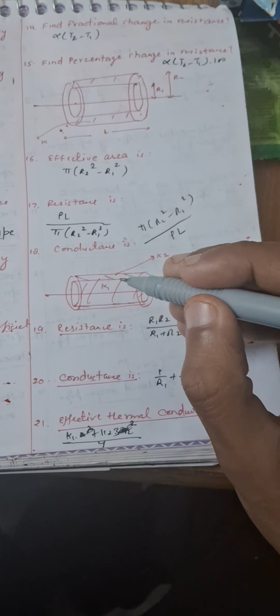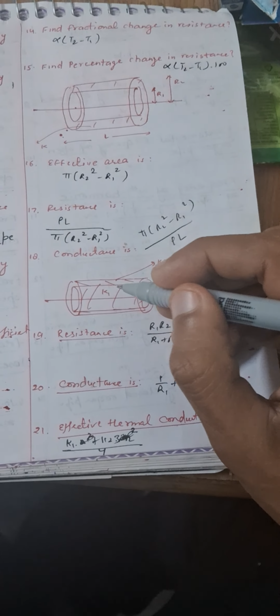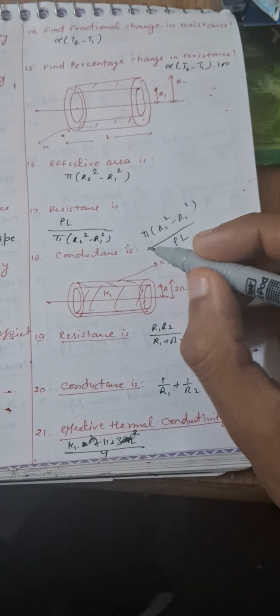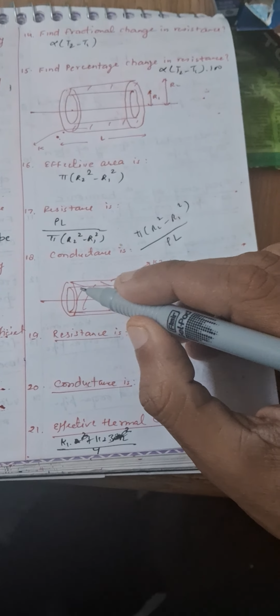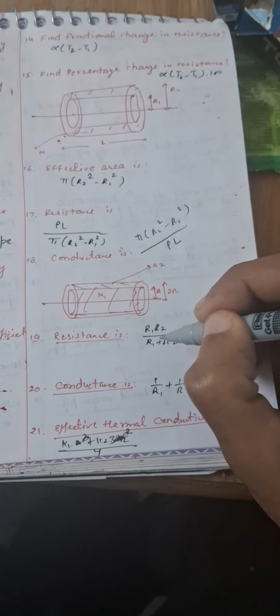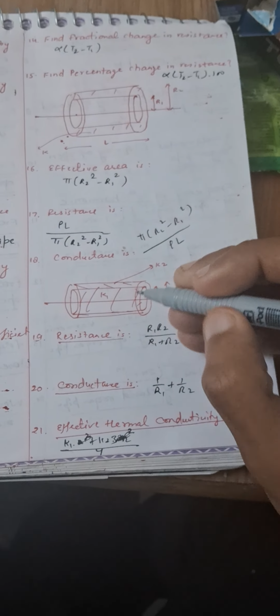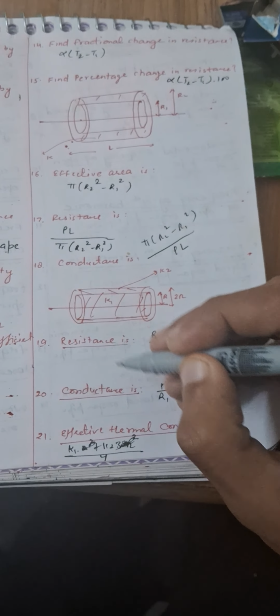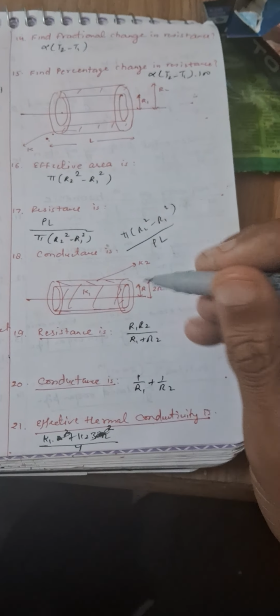Next, we are given a cylindrical shell of radii R and 2R and thermal conductivities K1 and K2. First question is resistance. So let the resistances of the two be R1 and R2. We can see that these two resistances are in parallel. So equivalent resistance will be R1 R2 by R1 plus R2. Next is conductance. Conductance is 1 upon resistance. So on reversing this we have 1 by R1 plus 1 by R2.